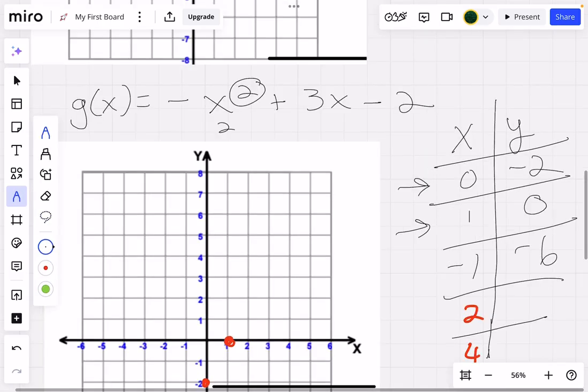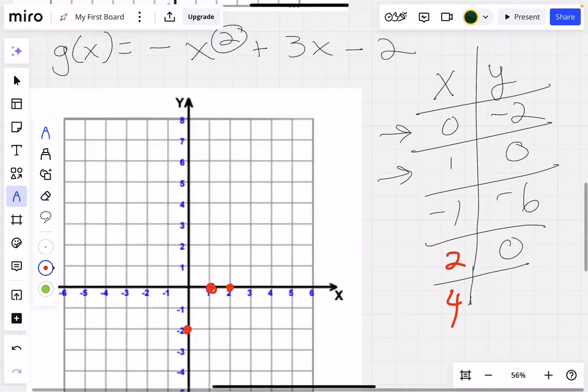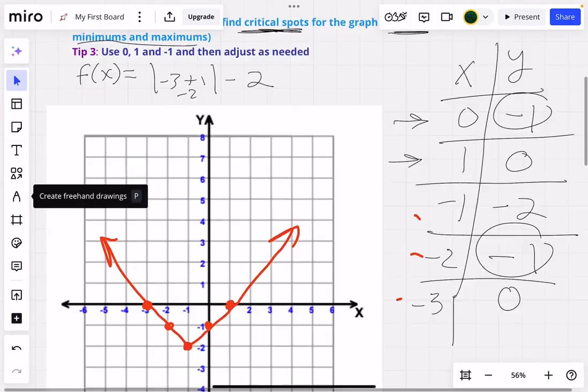2 squared is 4, so this is going to be negative 4 plus 3 times 2 is 6, but I have to take away 2. Oh, this is interesting. That's actually 0 again, isn't it? Okay, so the way this is working out, since this is hitting the x-axis again, this means that I don't have the maximum, right?